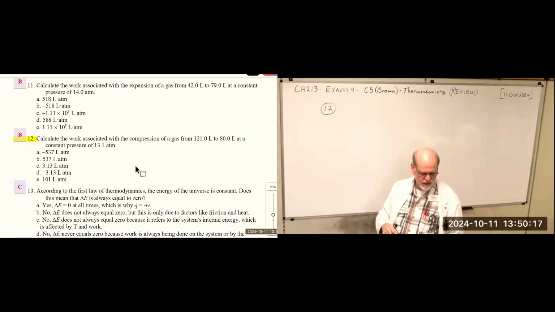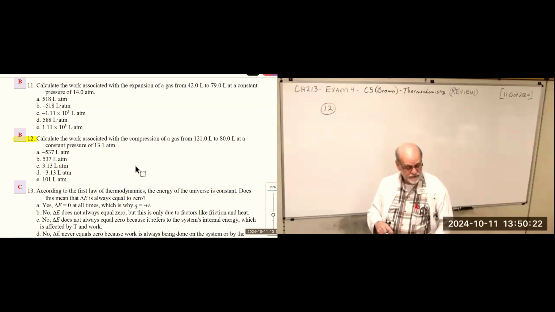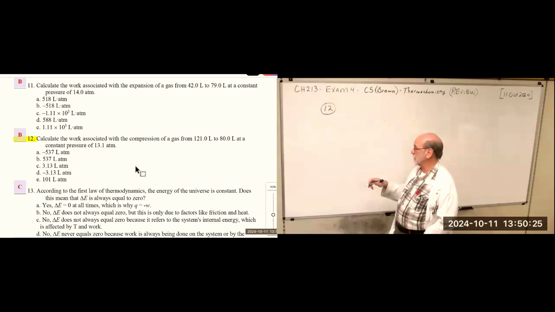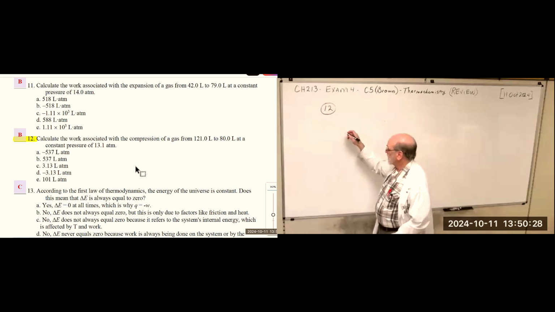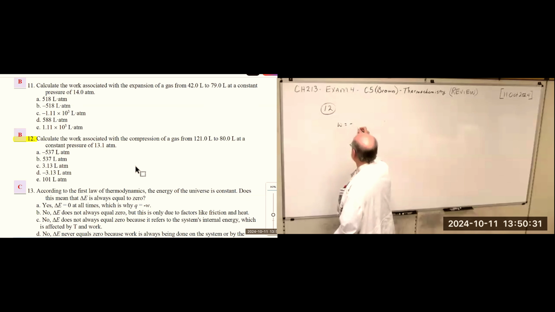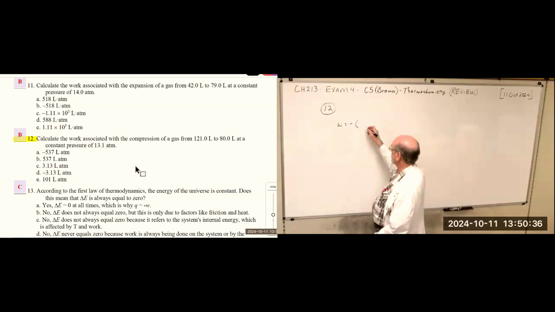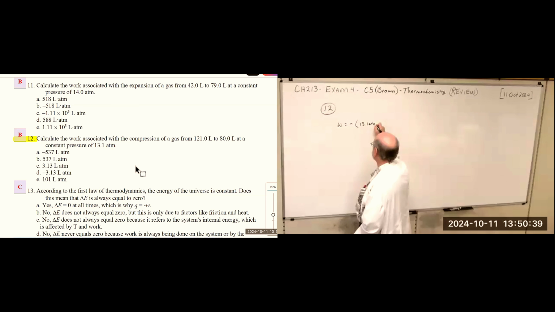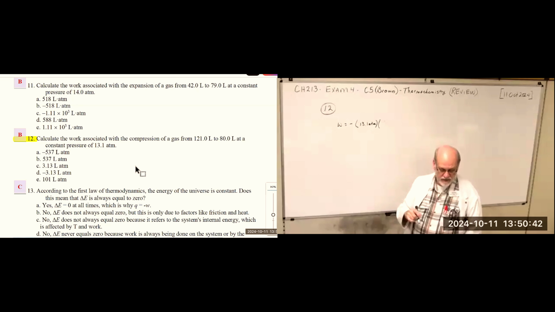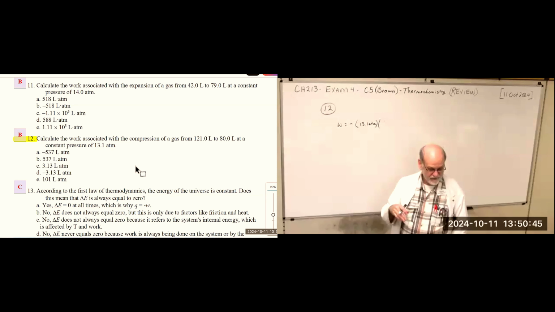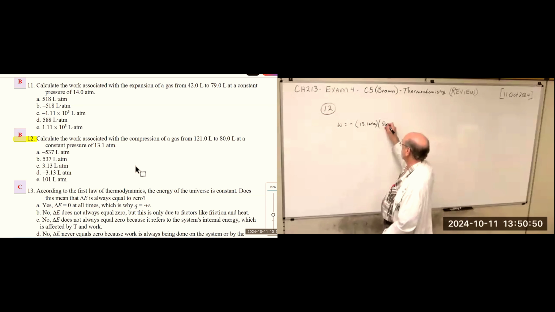Calculate the work associated with the compression of a gas from 121 liters to 80 liters at a constant pressure of 13.1. And this is in liter atmosphere, so this is even a simpler calculation than the one before. So the work is equal to negative, and the pressure is 13.1 atmosphere. And the change in volume is final minus initial. So it's going from 121 to 80. 80 is final minus 121.0 liters.